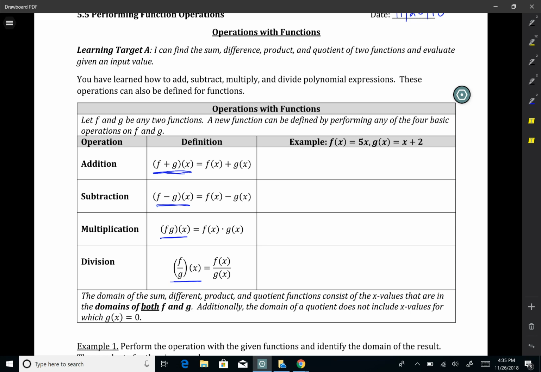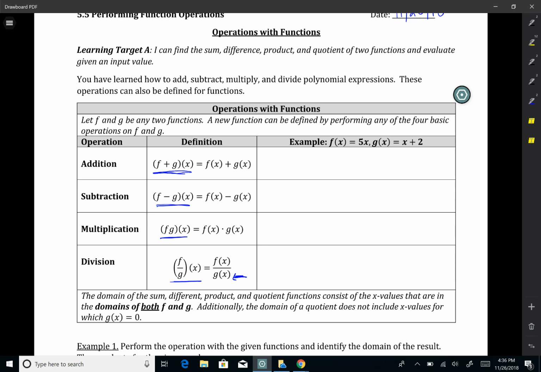Additionally, the domain of a quotient does not include x values for which g of x equals 0, because remember, g of x is in the bottom here, and we can't have 0 in the denominator of a fraction. So basically what we do is we find the domain of both functions before we put them together, and then the result would be the x values that they had in common to begin with.